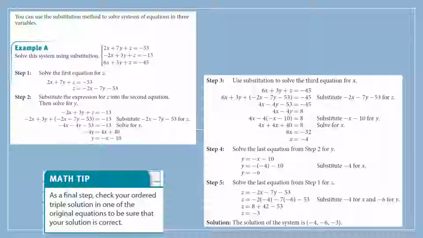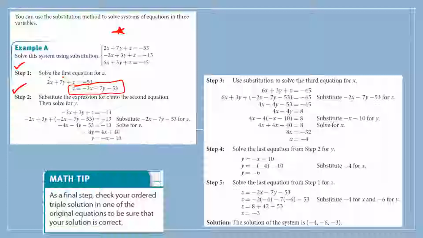Here's a system of 3 equations right here, okay? Not the ones from Roy and Travis, but a new batch. So what we do is we solve the first equation for z. So we would subtract 2x from both sides, subtract 7y from both sides, and then we'd have z equals this. Okay, so that's step 1. Solve the first equation for z. Step 2.